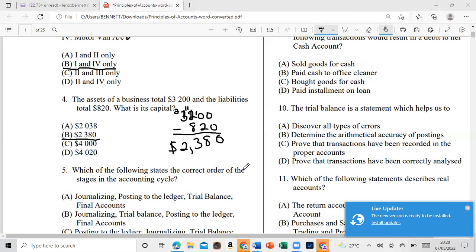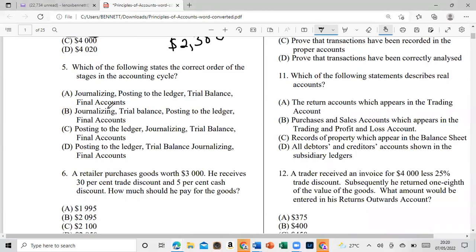Let's move on to number 5. Which of the following states the correct order of stages in the accounting cycle? Journalizing, posting to the ledger, trial balance, and the final accounts. I'm not going to go any further because that is indeed the order. So it's journalizing, posting to the ledger, trial balance, and then the final accounts. So number 5 is A.